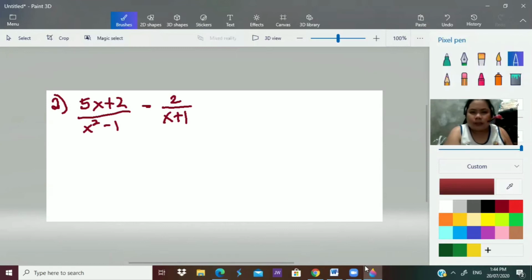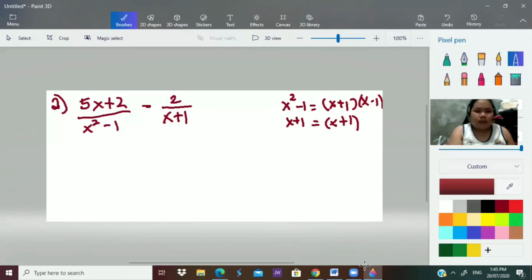Isa sa mga denominators natin ang mag-a-adjust. Pero tingnan muna natin yung denominator. Ang denominator kasi natin ay x squared minus 1 at x plus 1. Si x squared minus 1, ang factor niya ay x plus 1 times x minus 1. At ito, x plus 1 lang. So, between the two expressions, sino sa kanila ang mas madaling mag-adjust ng denominator? So, syempre, ang mag-a-adjust ng denominator is yung subtrahend natin, which is x plus 1.